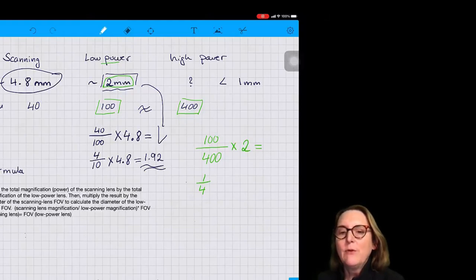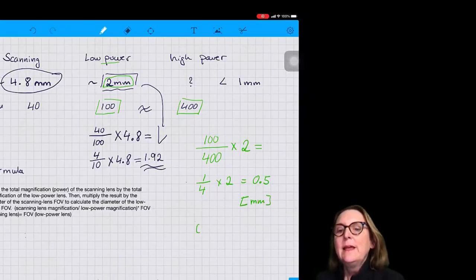100 divided by 400 is 1/4, that's 0.25. 0.25 times 2 equals 0.5. So my field of view for the high power lens is 1/2 of a millimeter or 500 micrometers.